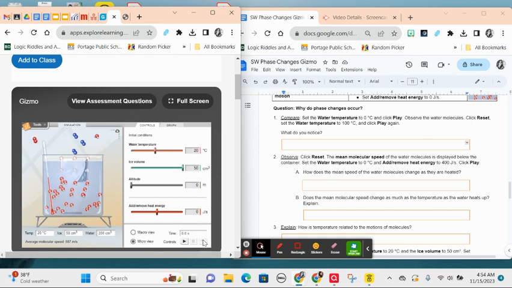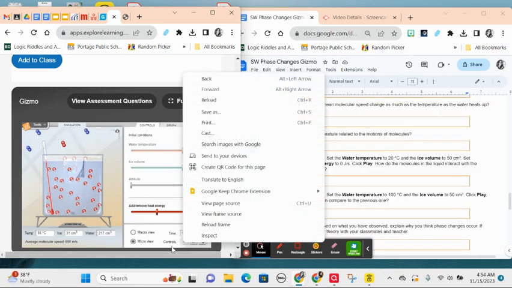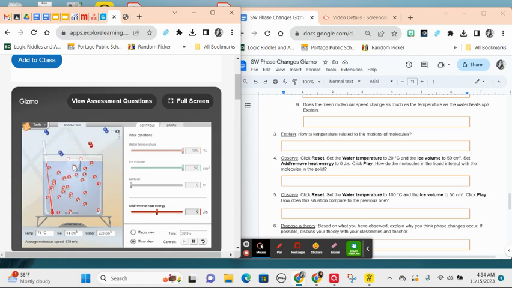Now we'll click reset, and we'll set the temperature to 100. Ice volume's at 50. And now we're going to compare the situation. We have a higher temperature. Oh, now it's just happening faster. So the molecules are colliding at a much quicker rate. The ice melts at a much quicker rate.